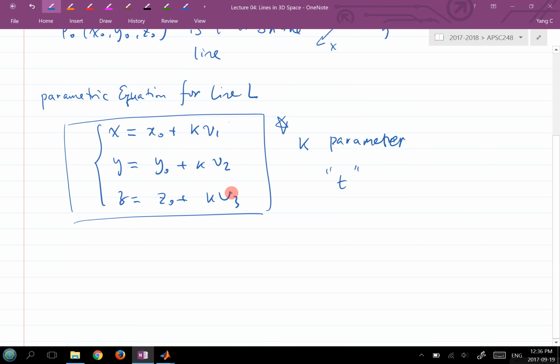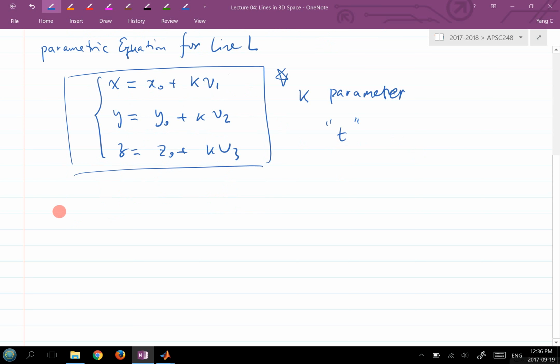So that's the idea here. Let me give you a very simple example. If I give you a line equation, x equals 3 plus 2k, y equals 4 plus 3k, and z equals 5 plus 4k, this is a line.